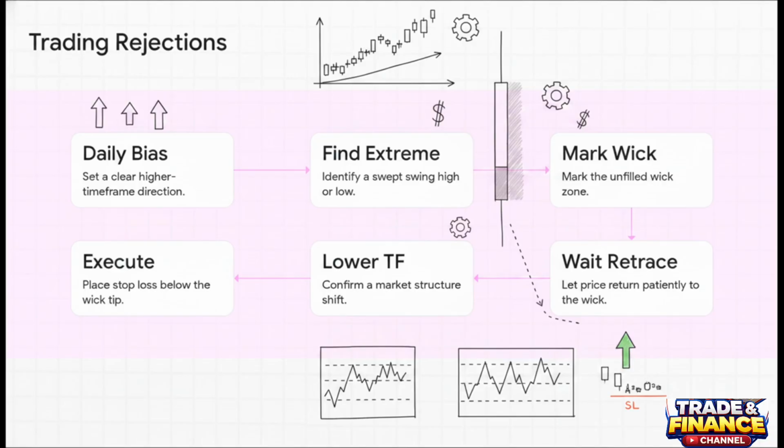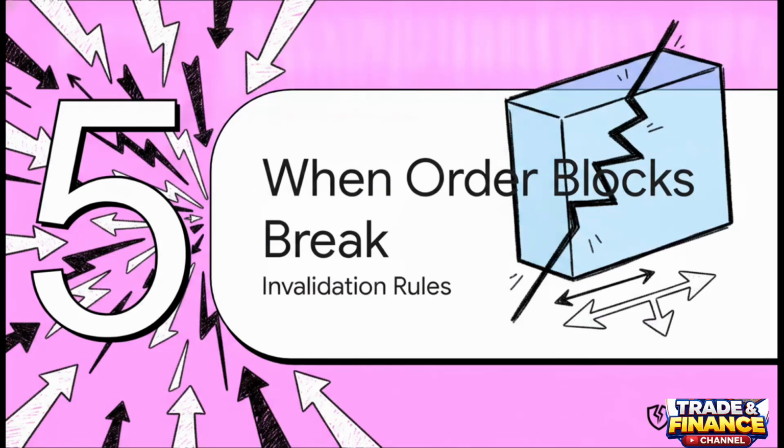Step 5, drop to a lower time frame like a 5-minute chart and look for a market structure shift to prove the big players are actually stepping in. Finally, execute and put your stop loss safely below the extreme tip of that wick. Which brings us to Section 5, when order blocks break.